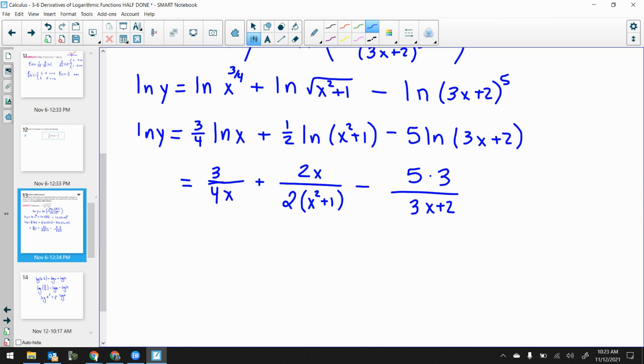Can you go over how you did the 1/2 ln of x squared? Yeah. So I just took the 2 on the bottom, that's where the 2 came from. And to differentiate ln of something, you take the derivative of the inside divided by the original inside. So that's where the 2x over x squared plus 1 came from. The 2 over 2 was just from the 1/2. Does that make sense? Same type of thing here. The 5 just went on top, and then I take the derivative of the inside, which is 3, divided by the original, 3x plus 2.